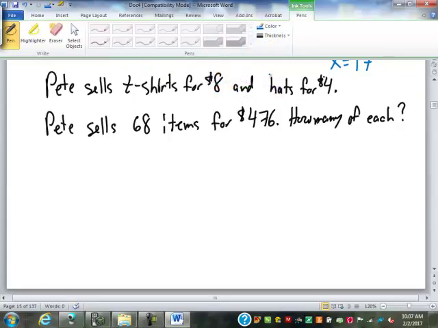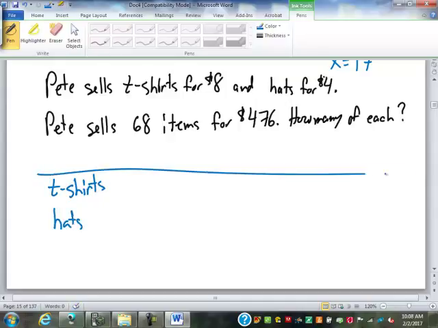So to define this one, we still got t-shirts and hats. And we still have to define the number sold.